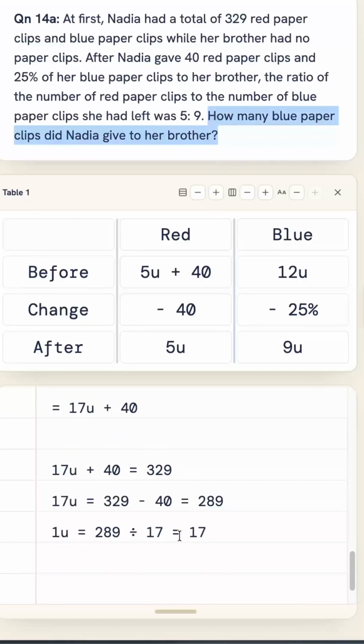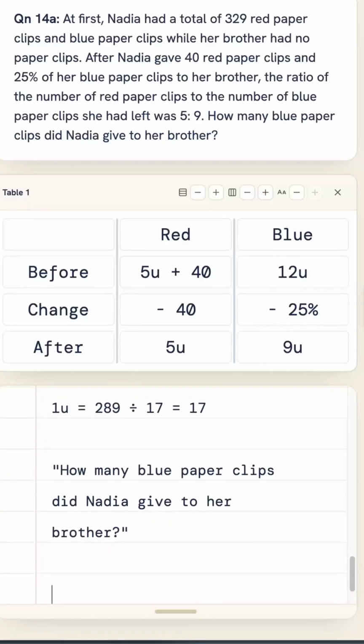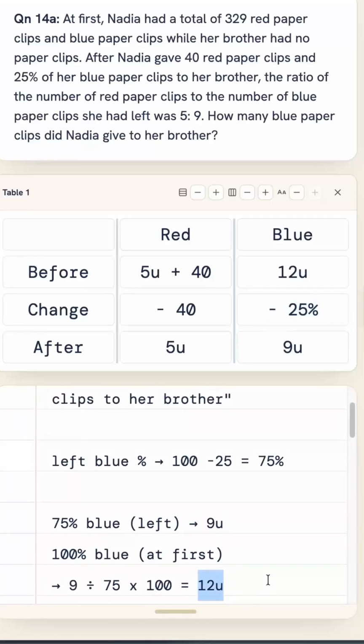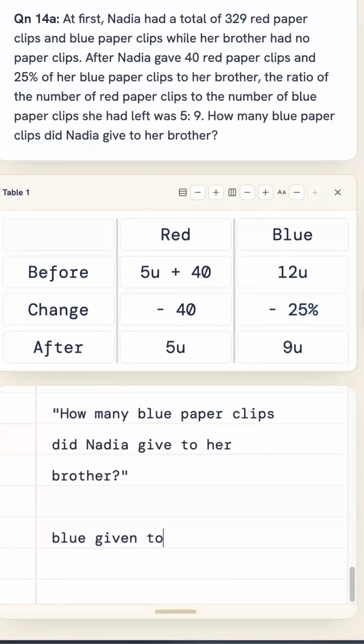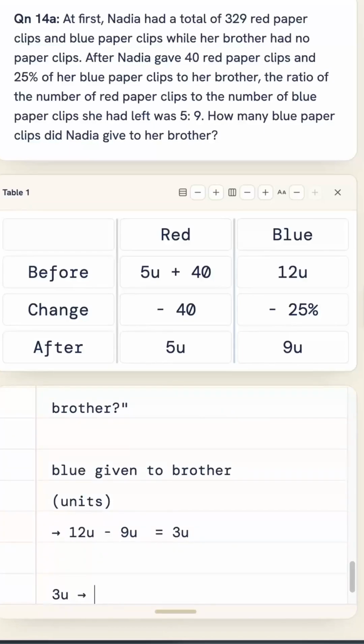Then how many blue paper clips did Nadia give her brother? The blue paper clips given is 25%. If we scroll all the way up, we know that the blue at first is 12 units. So blue given to brother in units is equal to 12 units minus 9 units. This will give us 3 units. So 3 units is equal to 17 times 3. This will give us 51 blue paper clips. There you go. So now we go to part B.